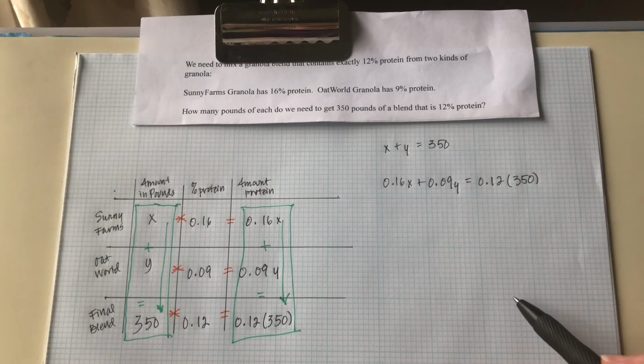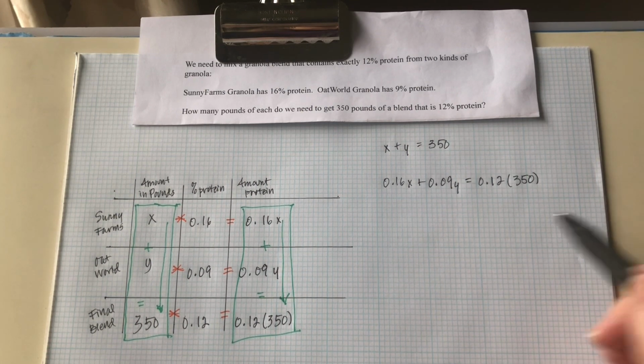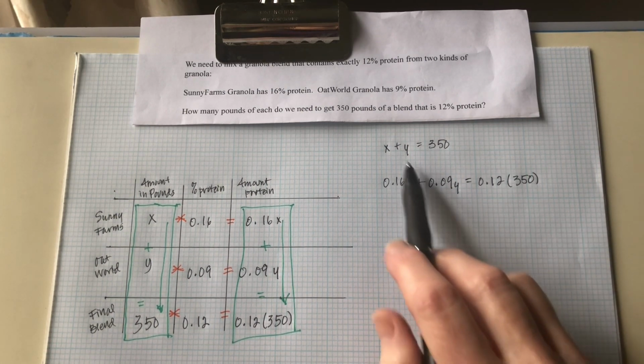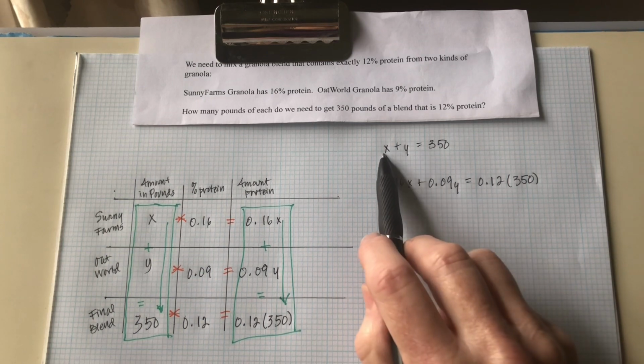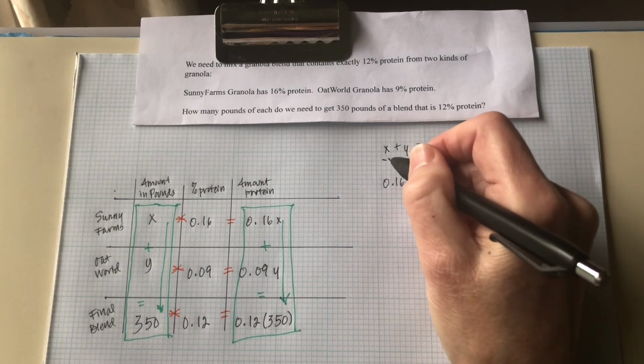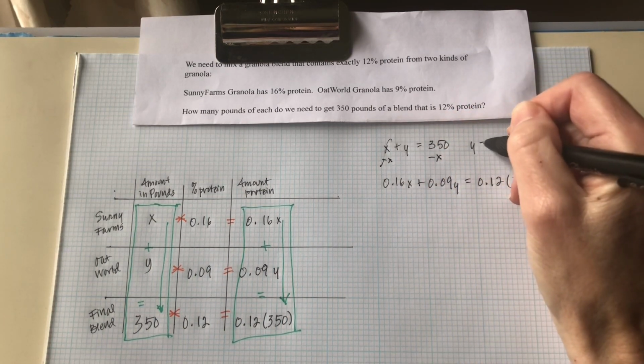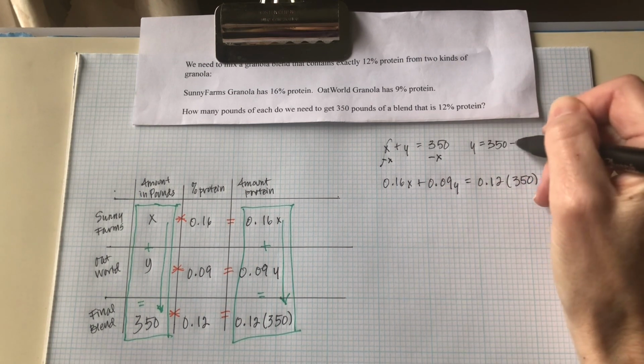So now we've got our two systems of equations, and to solve this system, we are going to use substitution. So we'll solve this first simpler equation for y. To do that, we'll just subtract x from both sides. That cancels, and we get y equals 350 minus x.